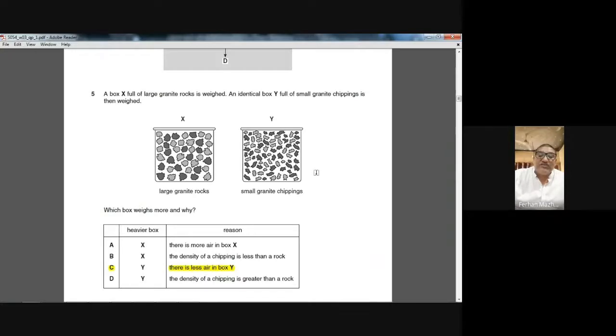It's a little tricky question. The density here and the density here is the same thing, of the granite.